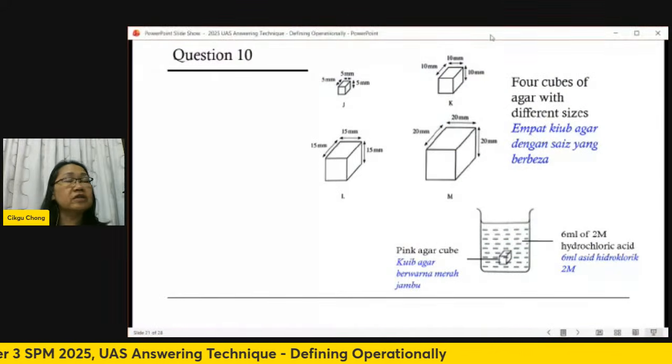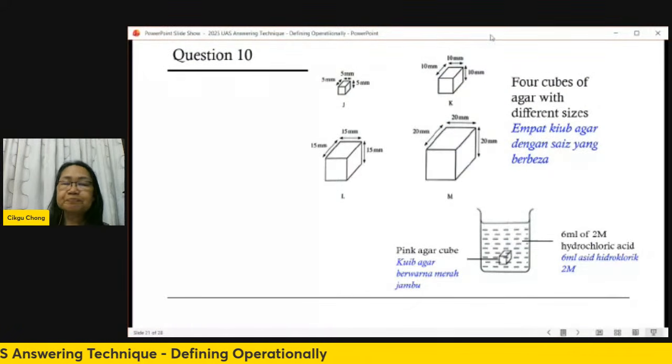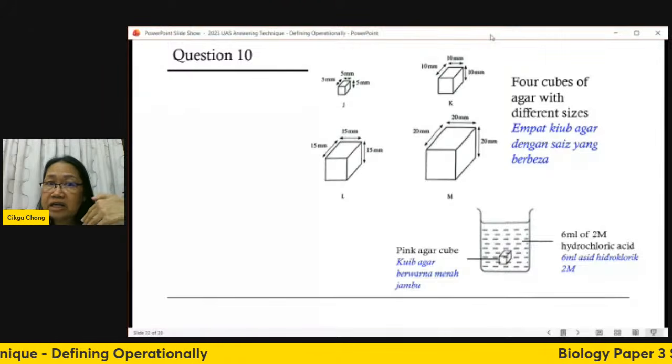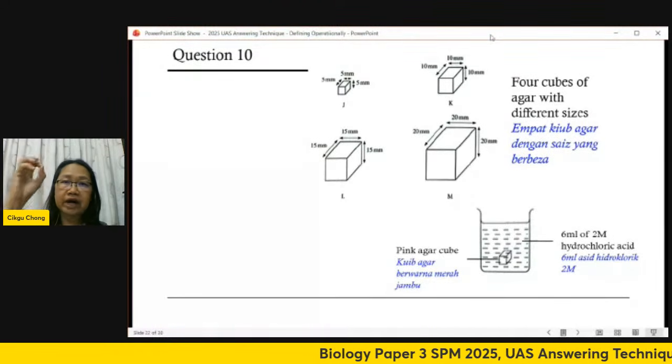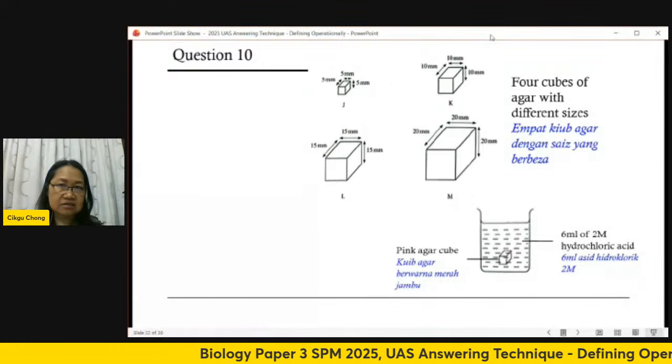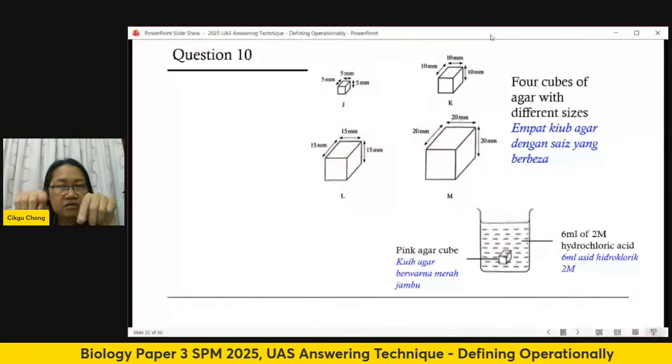This one came out in 2019. All right, so I have to give a little bit of introduction first. Now, this is to test the effect of different sizes of the agar. Agar is agar-agar, right?